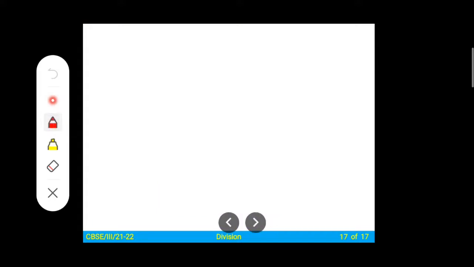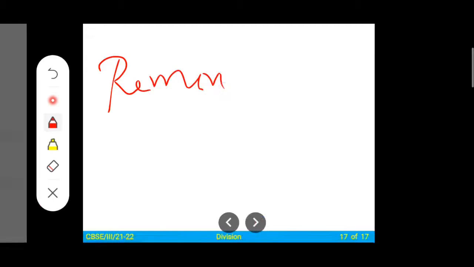Whenever you divide a number and it is equally divided, that is the simplest method. But if it is not divided equally, you can get the remainder. आपको क्या मिलेगा, रिमाइंडर मिलेगा.